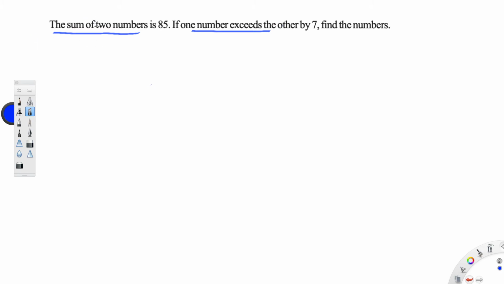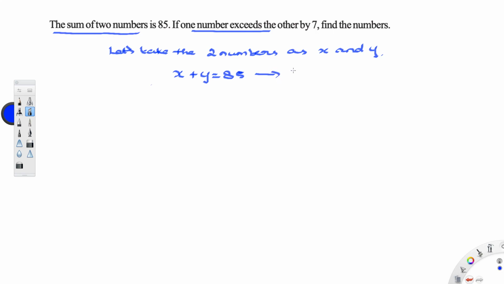So, as we don't know the numbers, let's take the two numbers as x and y. The sum of two numbers, so x plus y is equal to 85. Let's consider this as the first equation. If one number exceeds the other by 7, so if I subtract these two numbers, it will be equal to 7, because one number exceeds the other number by 7. So this is the second equation.